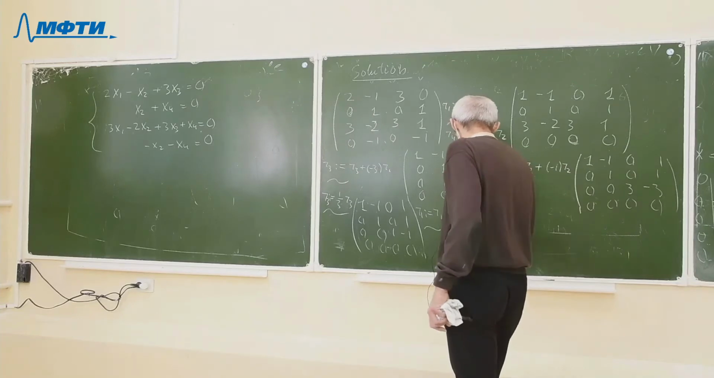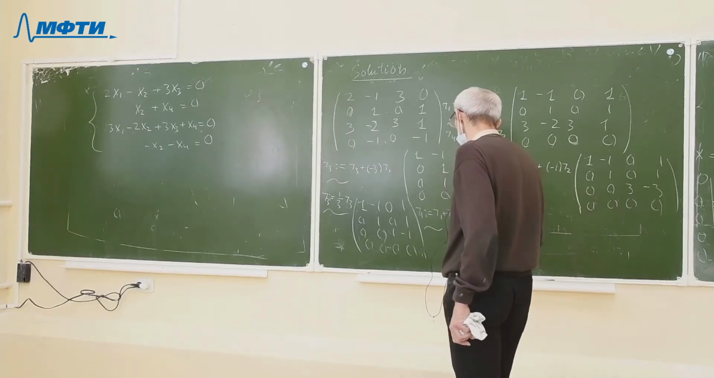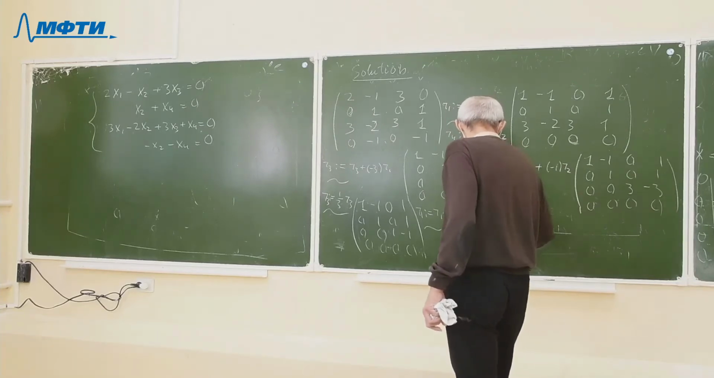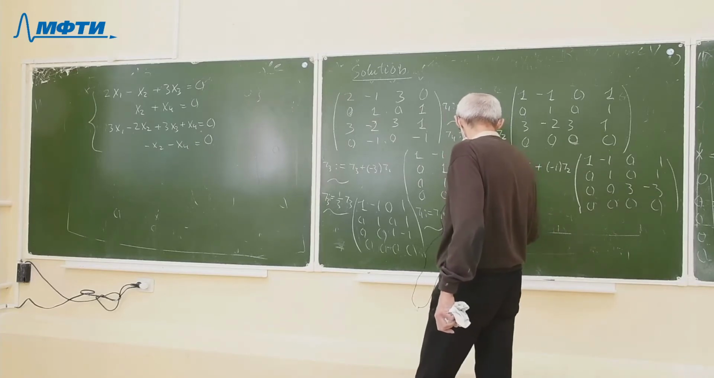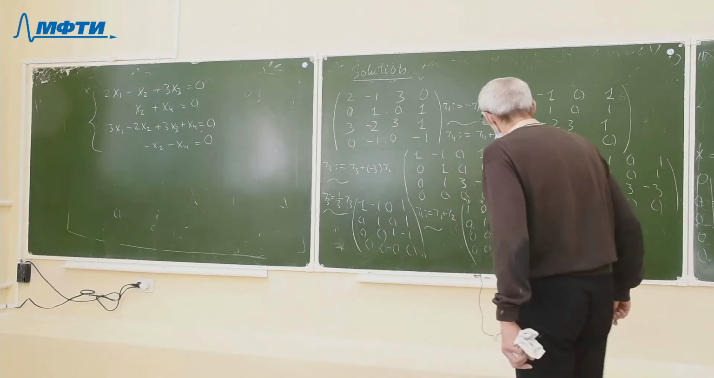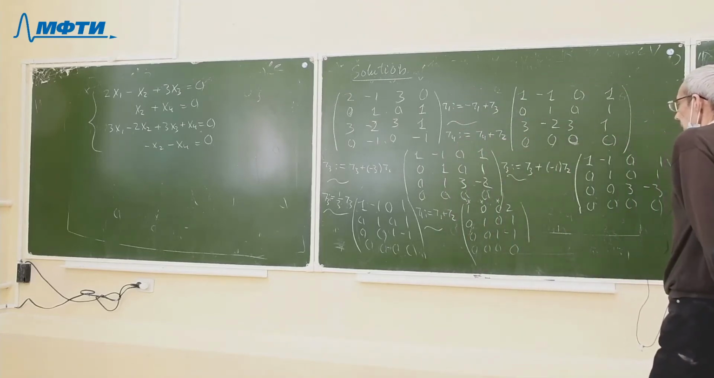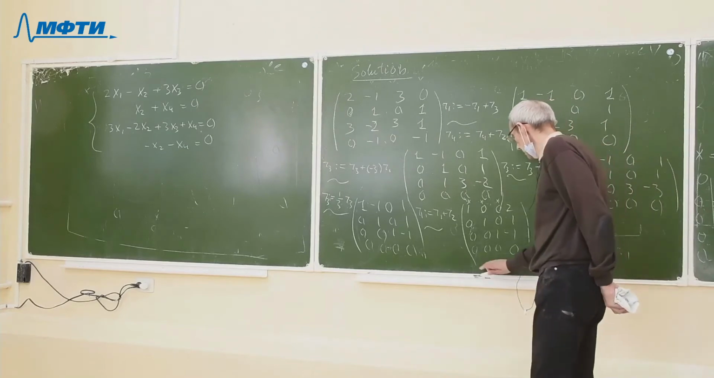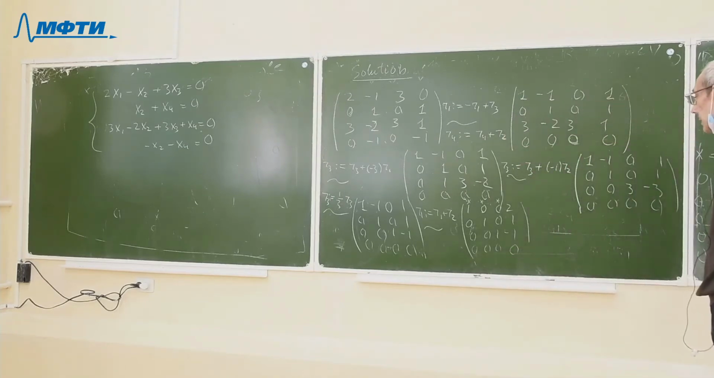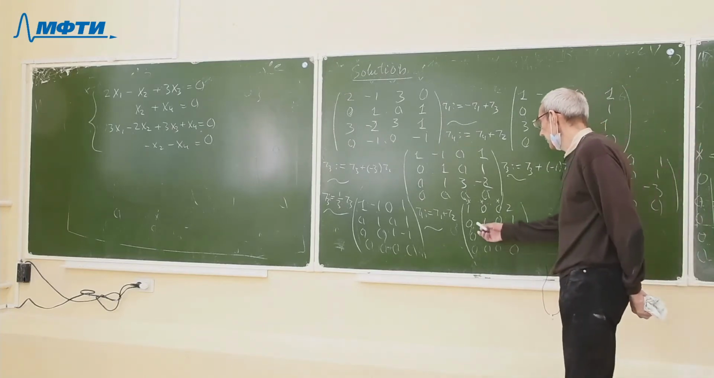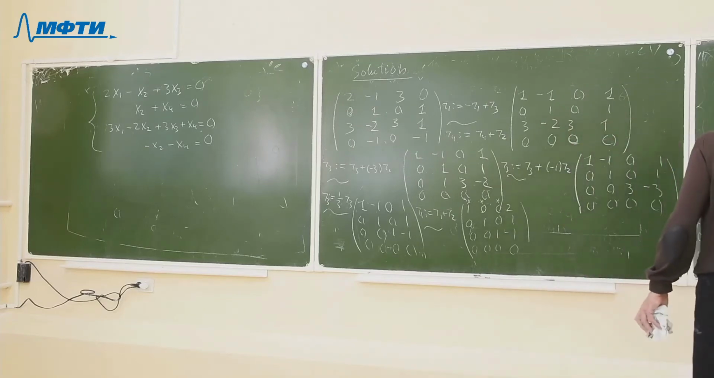One, 0, 0, 2. And we obtain that the first 3 columns form the unit matrix. And we obtain the simple reduced echelon form, which is equivalent to the general solution of this system.